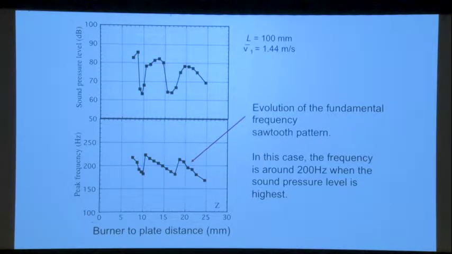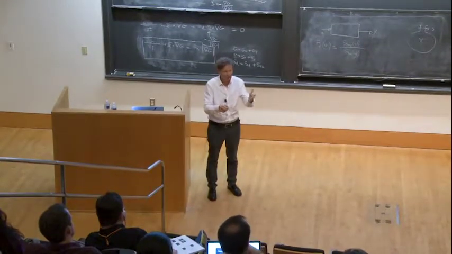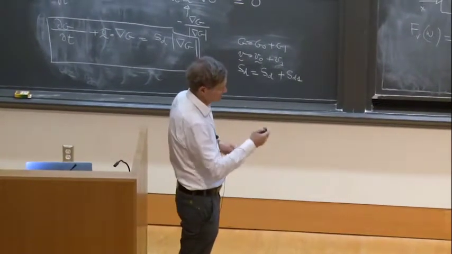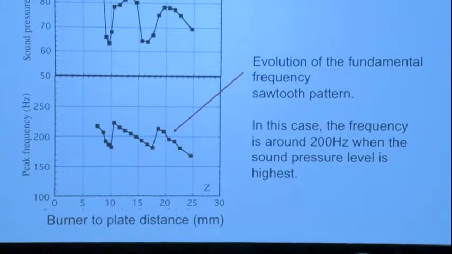So what we see also is that as you change the distance, the frequency changes. You see, you have an evolution of the fundamental frequency, which takes place in this sawtooth pattern. You are on the first instability, this is the second one, and that's the third one. And the frequency is around 200 hertz. What sets that frequency? It's essentially the Helmholtz frequency, the frequency of this Helmholtz resonator. The resonator has a given frequency, and you use that frequency to adapt to a given situation, to use it as a damper. In this case, by just changing the size of the burner, we can actually study the changes. You change the fundamental frequency.